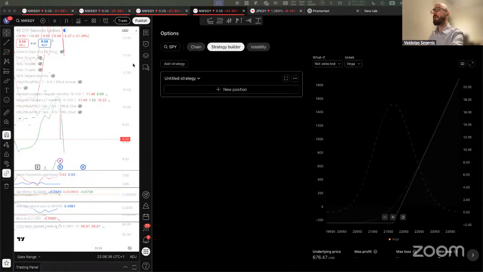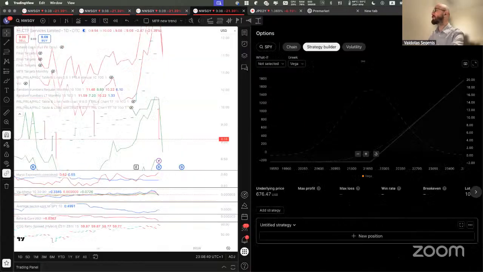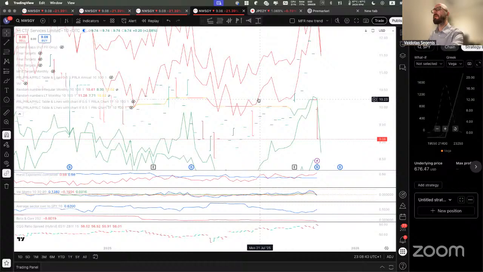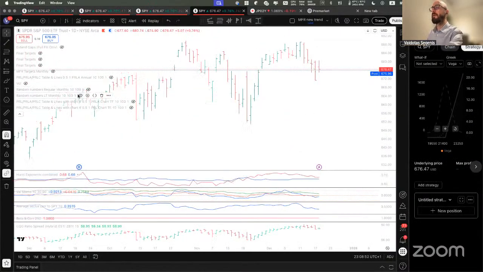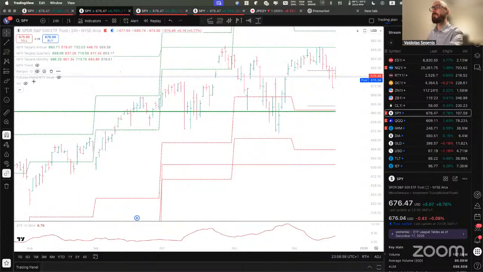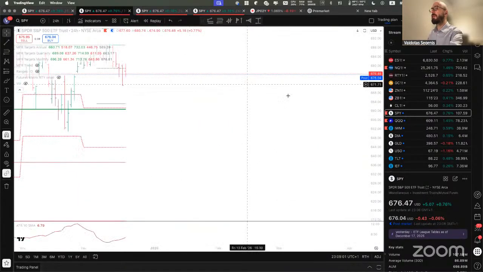Yes, of course. I'll share my screen again. It's a very good question because now is the time to show practical examples. So we will not be looking at options diagrams here. I don't even know what the ticker is, but we will go to SPY just for example. We don't need anything. We just need MFR targets for this example.